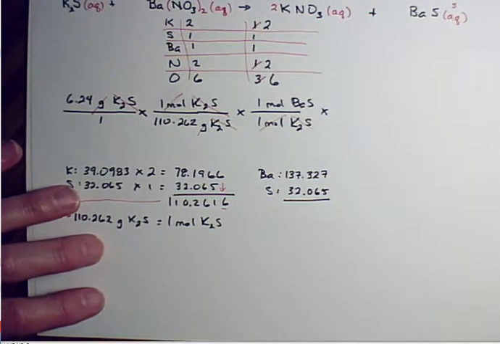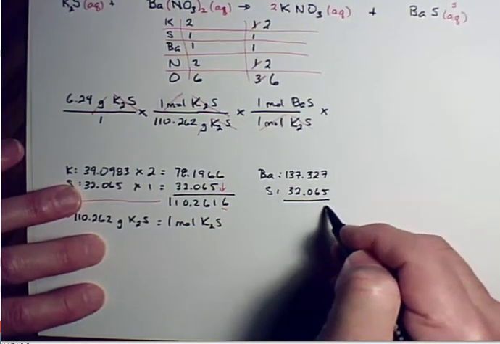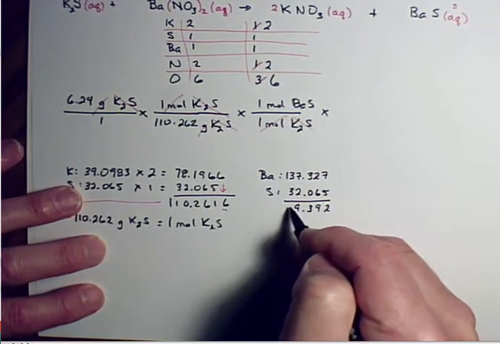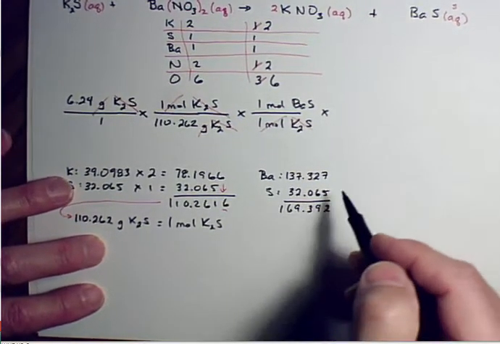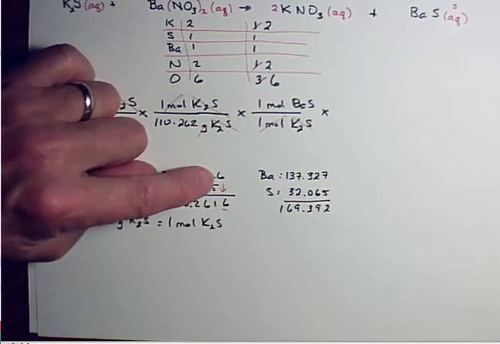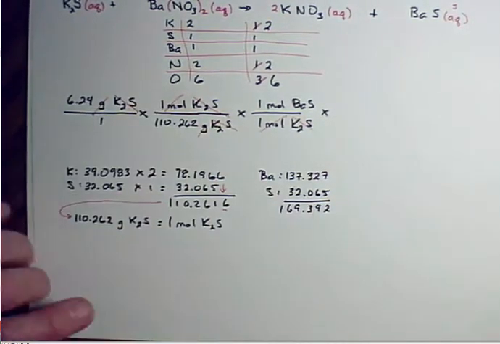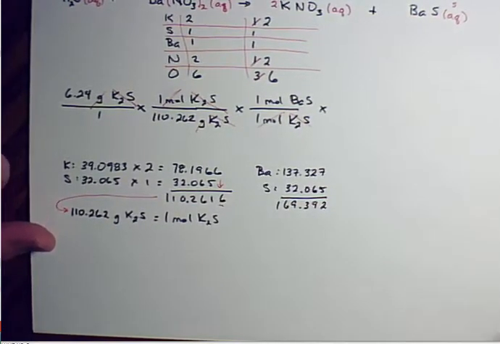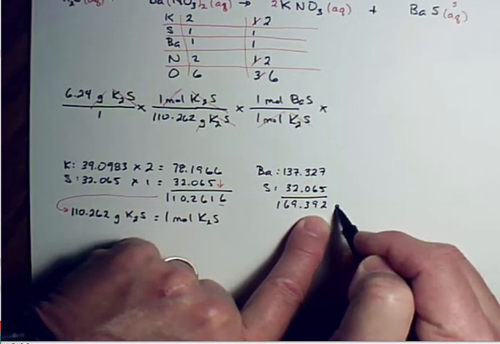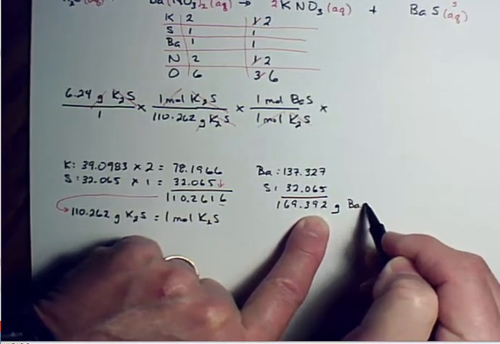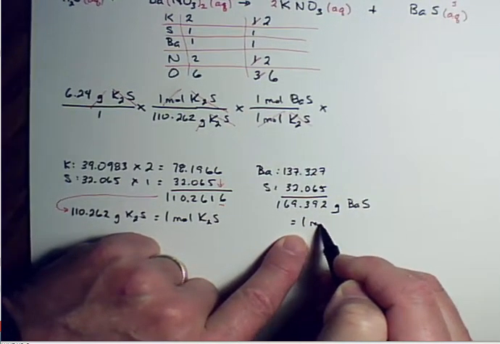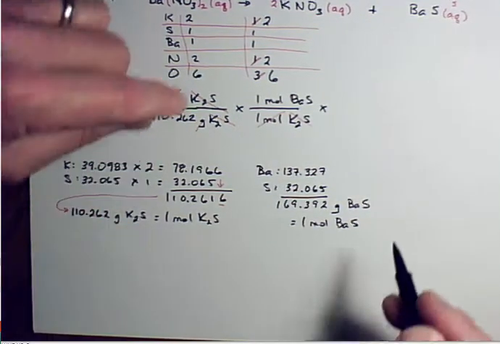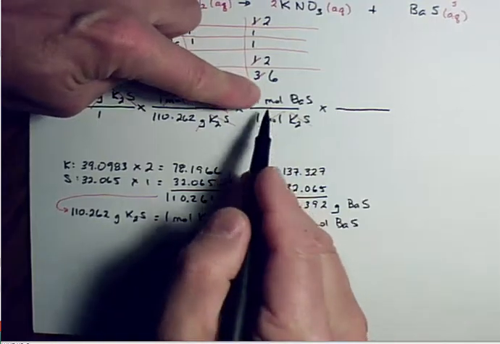Did I write that down? Yeah. Okay. So let's see. This is 169.392. Now, there's no empty slots over here to the right either, so we had to round off because of the empty slot here. Here, there's no empty slots to round off. All right, so this is going to be then grams of barium sulfide equals 1 mole of barium sulfide. Okay, and from that, then we can build a conversion unit.